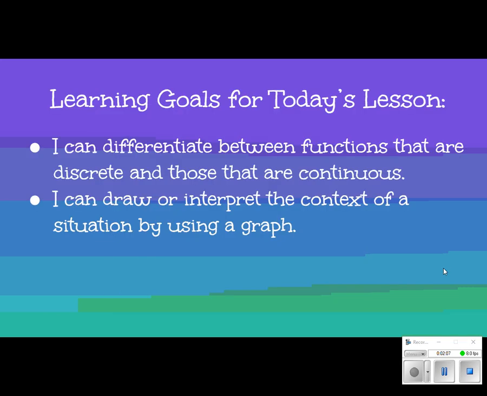So here are our learning goals for today's lesson. We need to be able to differentiate between functions that are discrete and those that are continuous, and you can draw or interpret the context of a situation by using a graph. So we're going to have different graphs, and we're going to be able to tell stories, or have a story and be able to draw that as a graph.